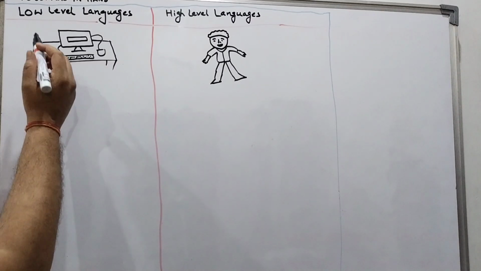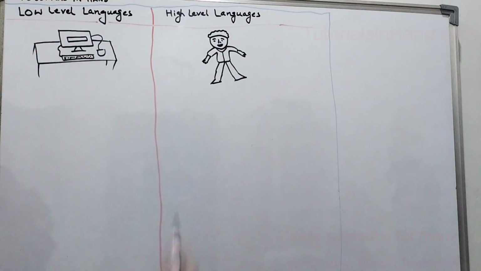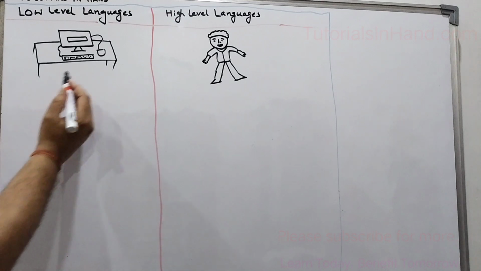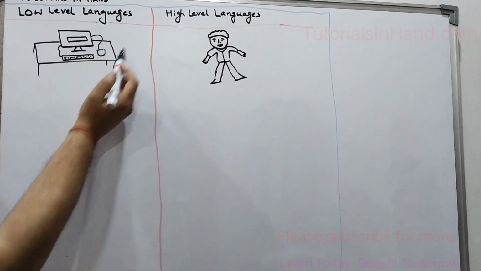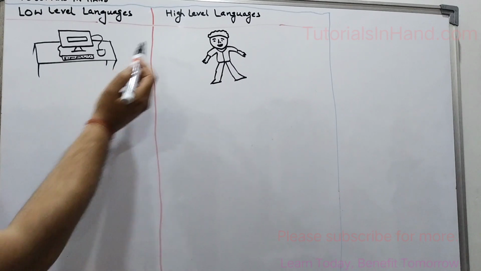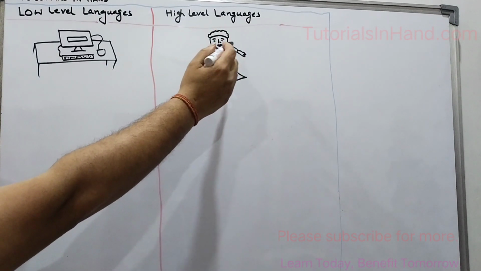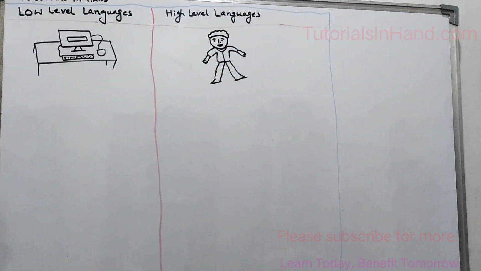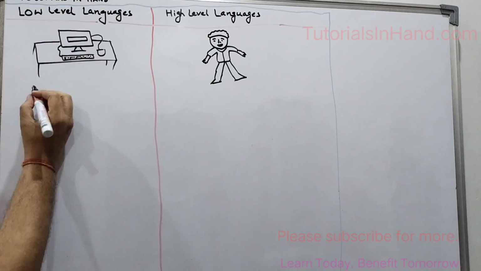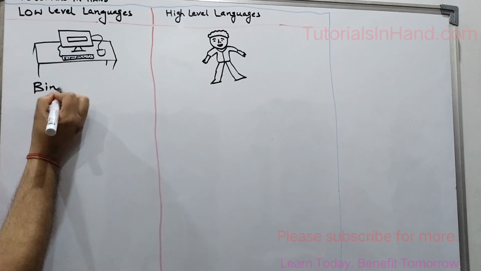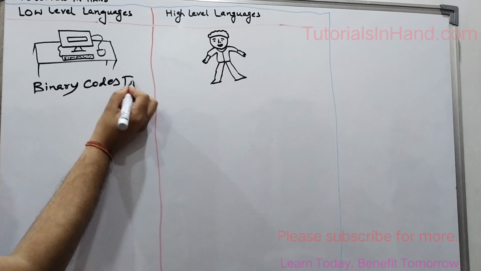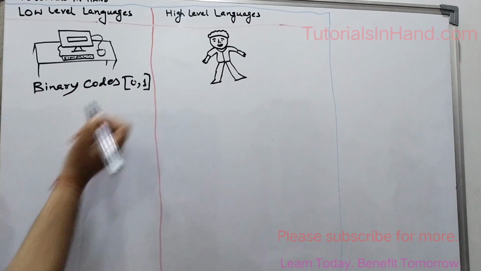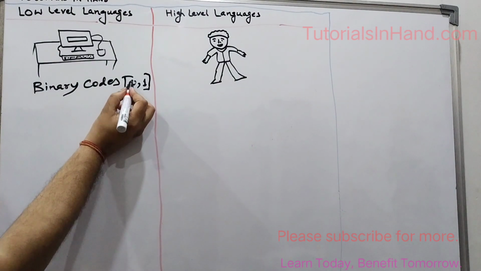So today we are going to learn about the differences between low level languages and high level languages. We have already made a diagram which represents that low level language is much closer to computers and high level language is much closer to human beings. The reason behind that is low level language is generally written in binary codes. You know that binary codes are represented using 0 and 1, right?